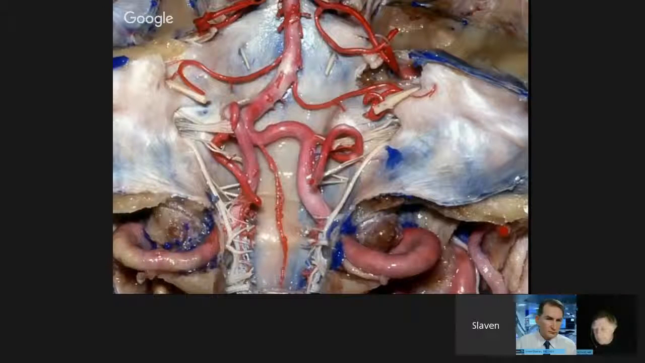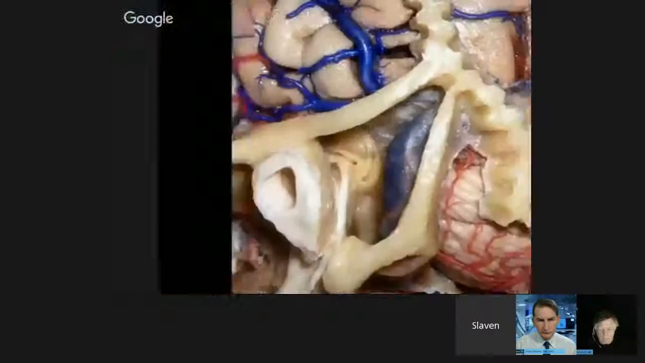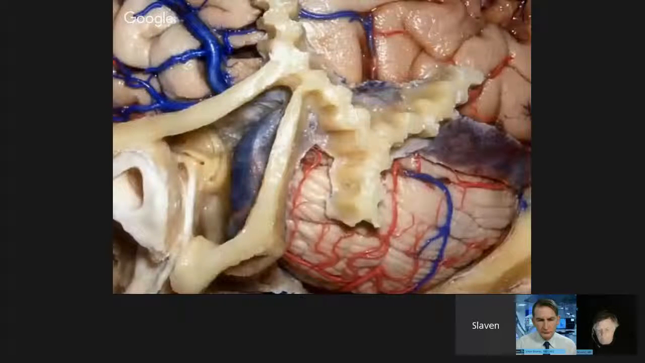So these arteries are closely correlated and explained with their anatomical relationships to the surfaces of the cerebellum. So PICA goes to the suboccipital surface, AICA goes to the anterior surface, and SCA goes to the upper surface or tentorial surface. This is the view from lateral.